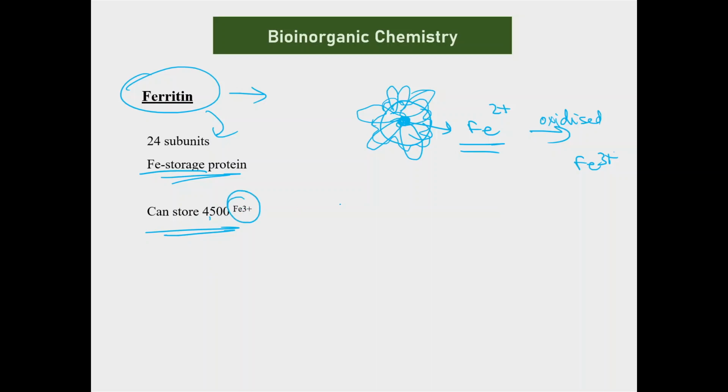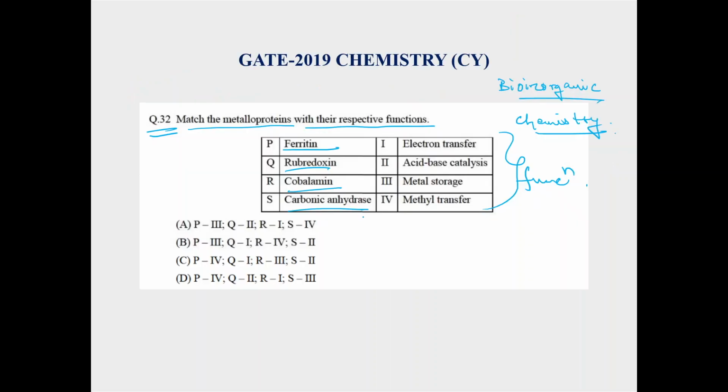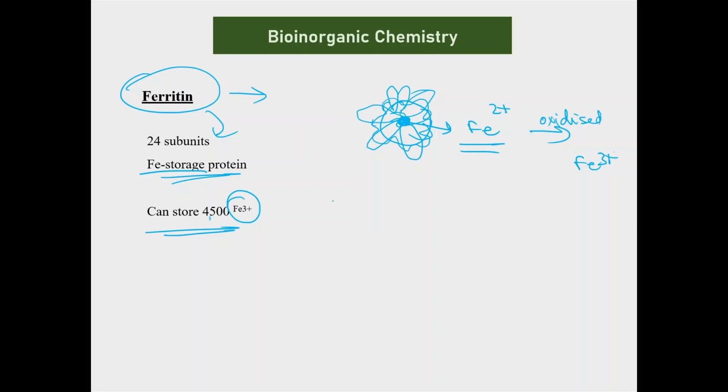So, what is the function of ferritin then? Among the given options: electron transfer, acid-base catalysis, metal storage, and methyl transfer. So that means ferritin is a metal storage protein, right?